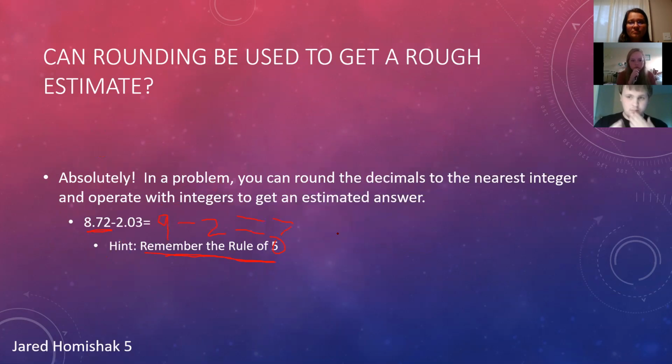That's the goal. If we were able to work out the problem in its actual form, we would get 8.72 minus 2 is 6.72. Minus 3 hundredths gets us about 6.69, which, if rounded up, gives us 7 as an integer. So, as we can see, that estimation is correct. We have time for one more question.